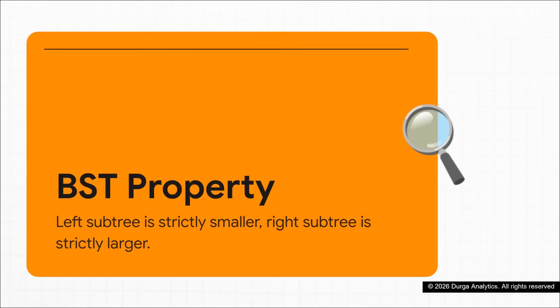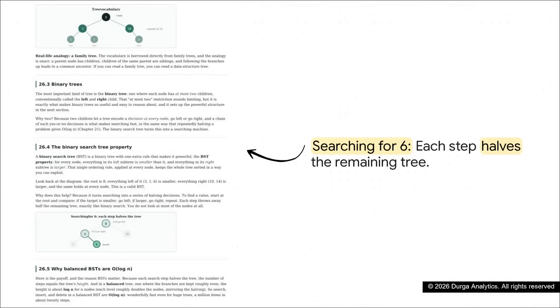The rule is this: for absolutely every single node in the tree, everything in its entire left subtree must be strictly smaller, and everything in its right subtree must be strictly larger. And this brilliantly illustrates the engine in action. Take a look at the root node, which is 8. Everything to the left is smaller, everything to the right is larger.